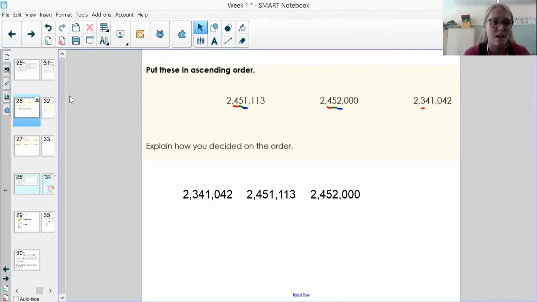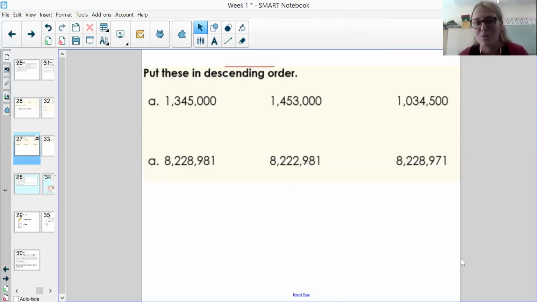Okay, right, so now let's do some together. But these ones I want to do in descending order. Okay, so that is the opposite of ascending. So as you probably guessed, it's going from biggest to smallest, okay? So we want the largest number first and the smallest number last. So let's read through the numbers first together.